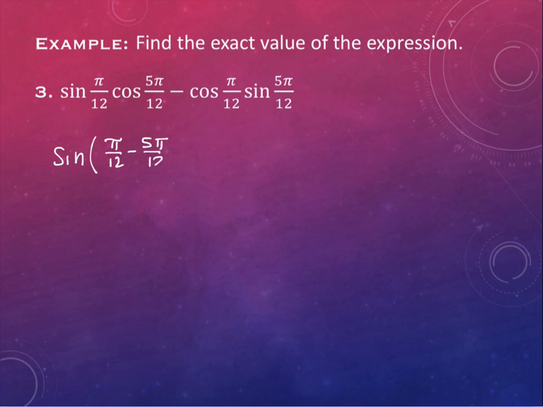pi over 12. It is really tempting to flip the subtraction around, because clearly pi over 12 is smaller than 5 pi over 12, right? 1/12 is smaller than 5/12. But you don't want to subtract them in the reverse order, and there's a good reason. You will end up with the wrong answer at the end. It'll actually be really close, but slightly wrong. So make sure you put them in the right order.